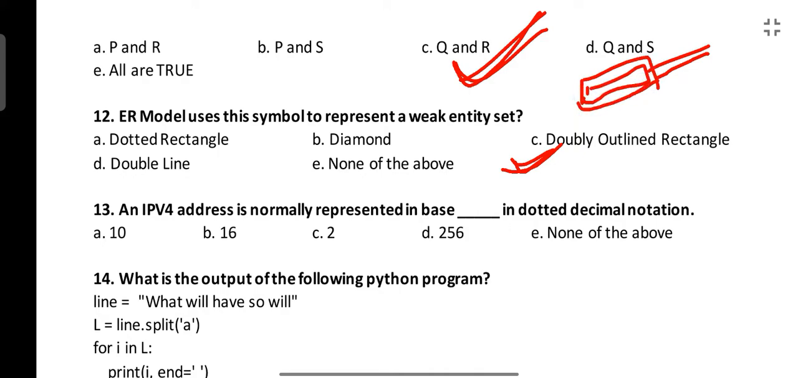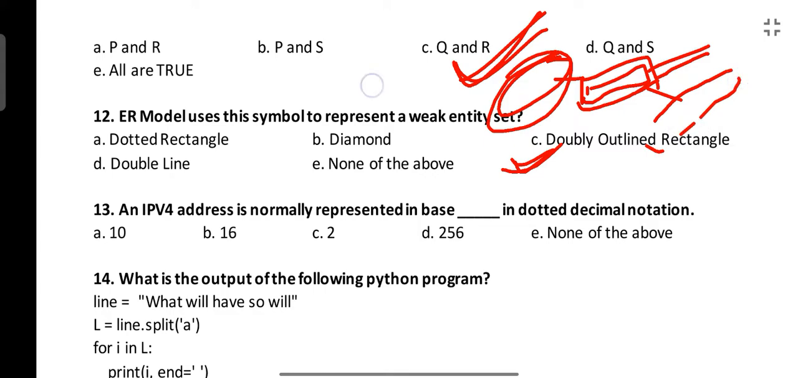How are attributes shown in an ER diagram? With an ellipse or oval shape. Multi-valued attributes, a double oval or double ellipse. Derived attribute, a dashed ellipse. And key attributes are shown with an underline. Suppose this is the entity and here ID is the attribute. So ID contains one underline, which is known as the key. A question may come from here.